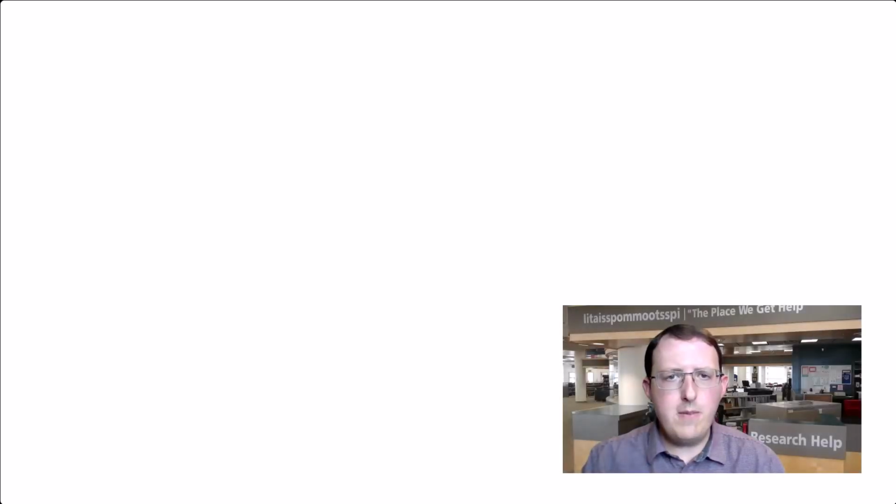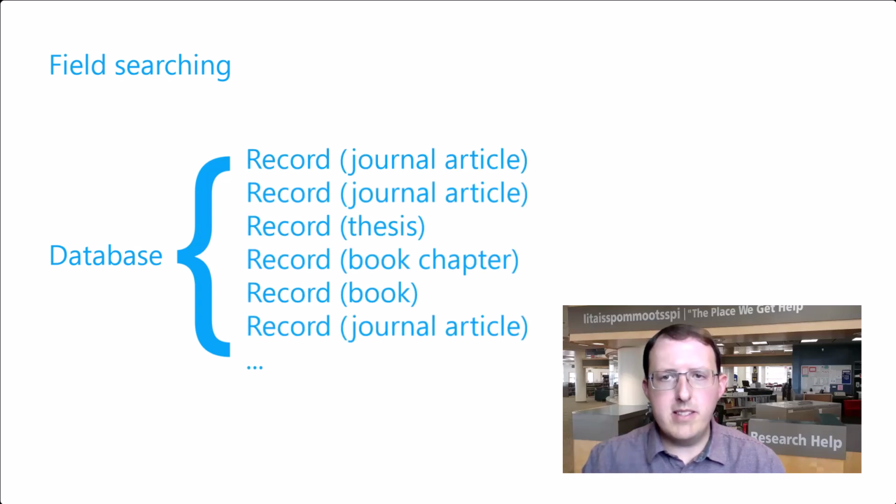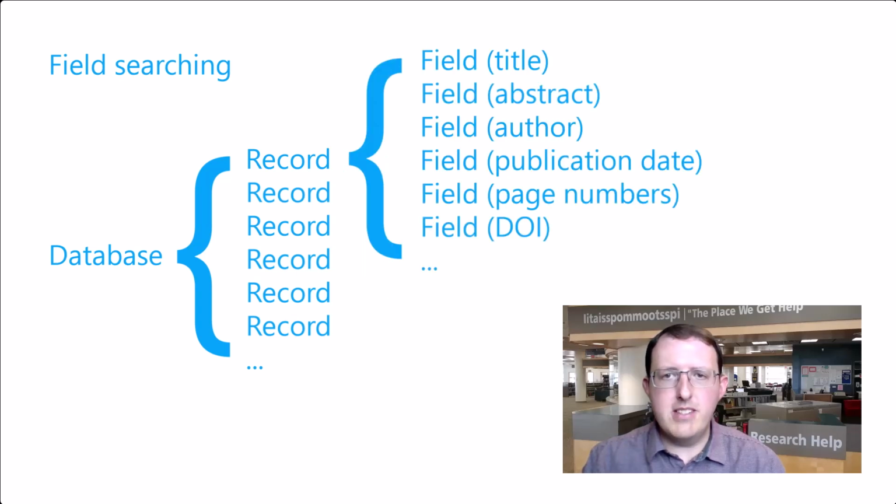In this video, we'll have a look at how field searching works. Databases are made up of many records, each record corresponding to an item such as a book or journal article. Records are comprised of fields containing information such as title, authors, publication date, volume and issue number, page numbers, source type, digital object identifier or DOI, and publisher.